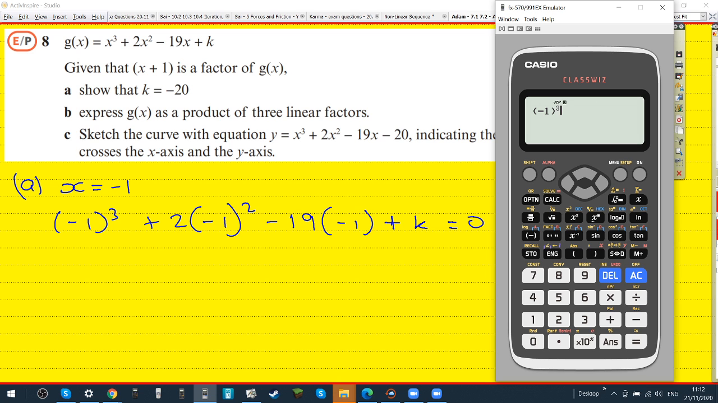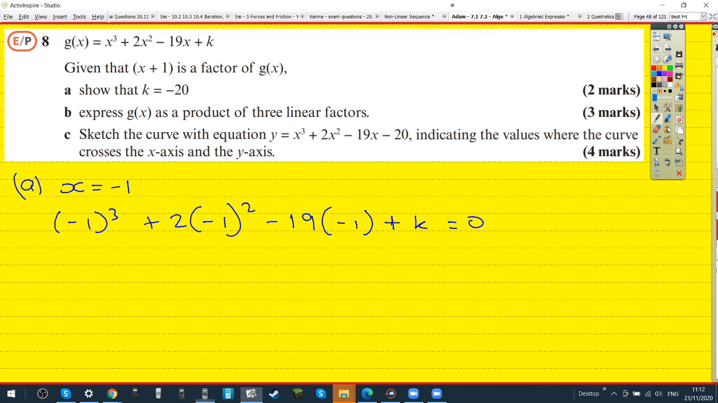I got 20. So we have 20 plus k is equal to 0. So k is equal to -20. See, this is a show that k is equal to -20. It's not always obvious how much detail they want you to go into, so just to be safe, we'll do that, and we've shown it.